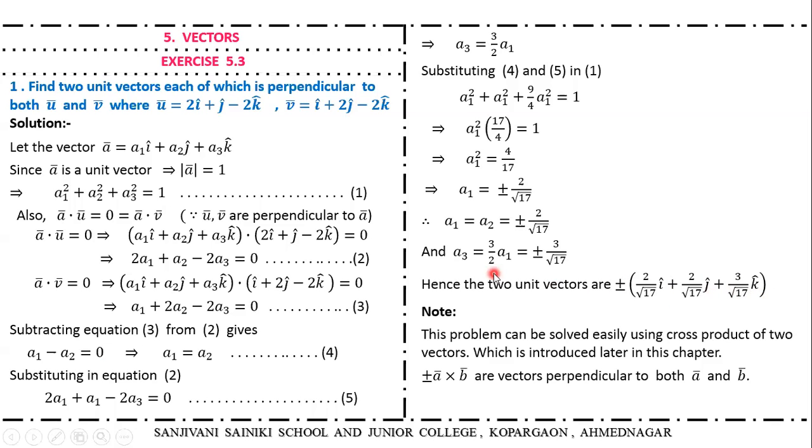Now the same problem can be solved by using another concept, that is the cross product of the two vectors. The cross product of the two vectors gives a vector perpendicular to both a bar and b bar. That will be learned in the next lecture or in the next topic. So keep in mind that this is one of the tedious methods, but the method that we are going to learn later on is the simplest one.